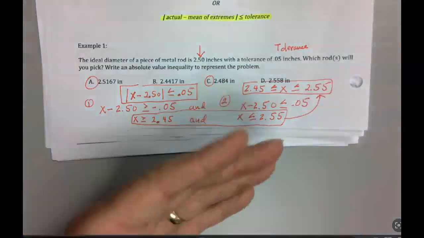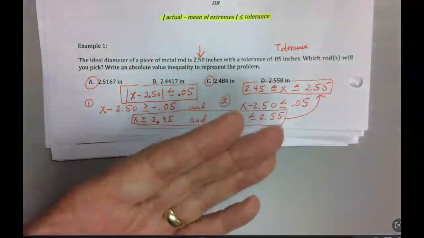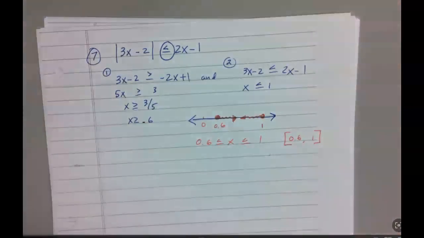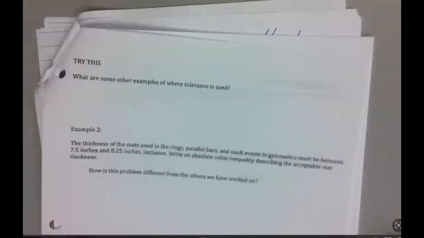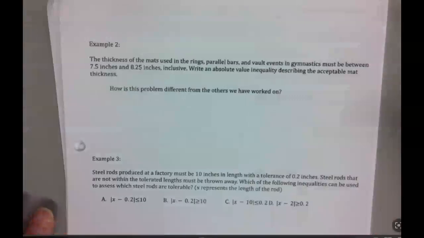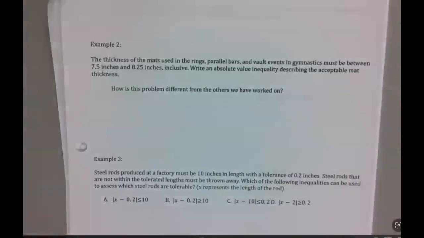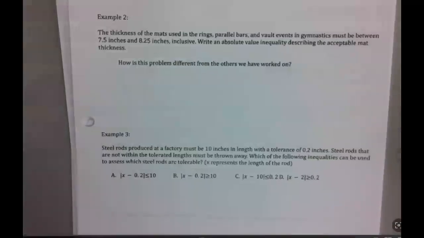Turn the page. Does this make sense or not? This is an application of an "and" problem, is what it is. And it's tolerance. Okay. Let's go to example 2. The thickness of mats used in the ring, parallel bars and vaults must be between 7.5 and 8.25 inclusive.